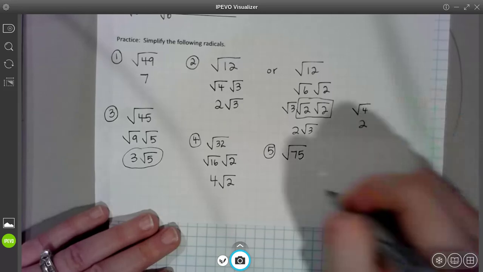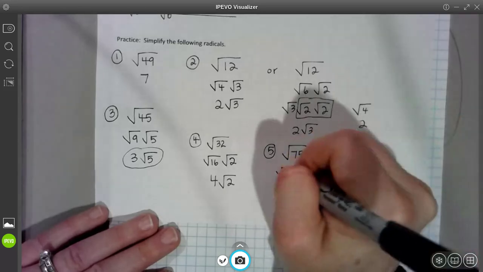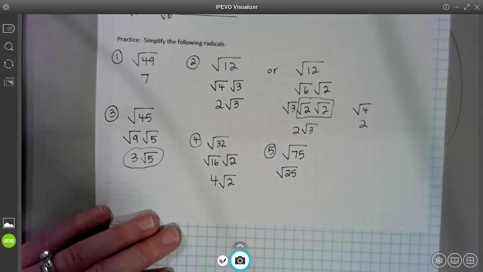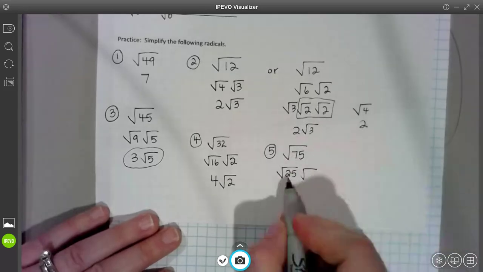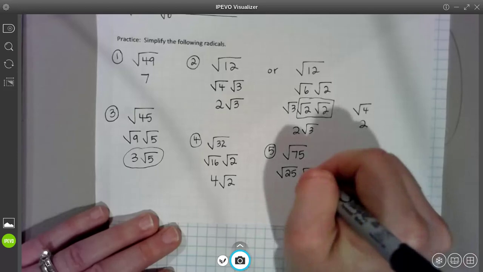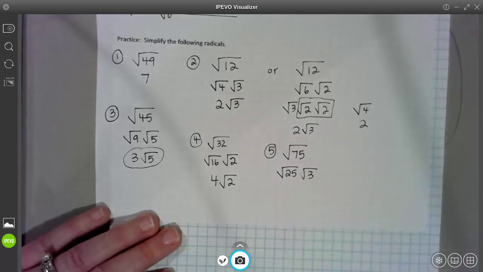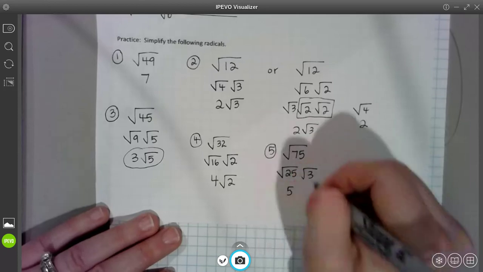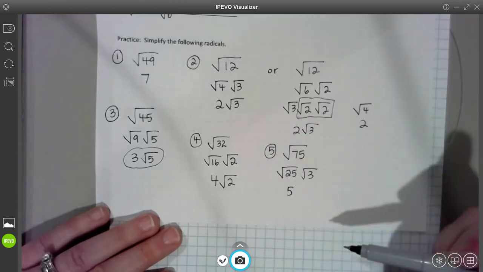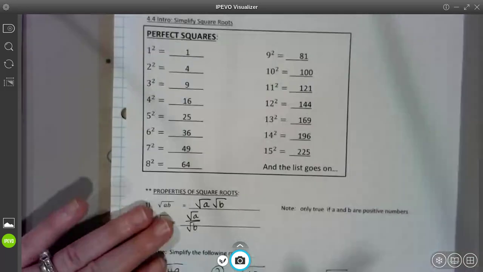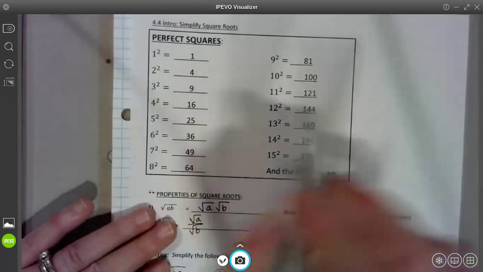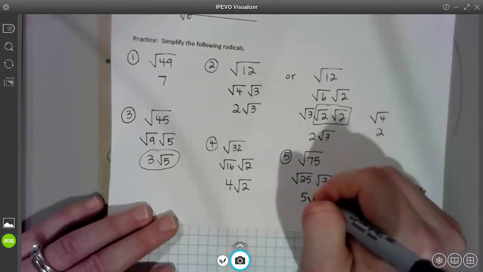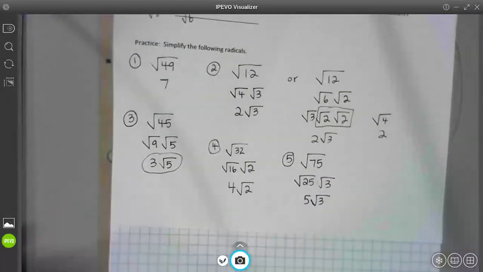All right, hopefully you recognize that it is the square root of 25. 25 is the biggest perfect square that divides evenly into 75. And then the square root of 25 times 3 gets me 75. So now take away the square root that you can. The square root of 25 is 5. And then the square root of 3, I can't take the square root of 3 and get a whole number. And there's no numbers on this list, 1 doesn't count, that divide evenly into 3. So we just leave it as the reduced square root of 3.